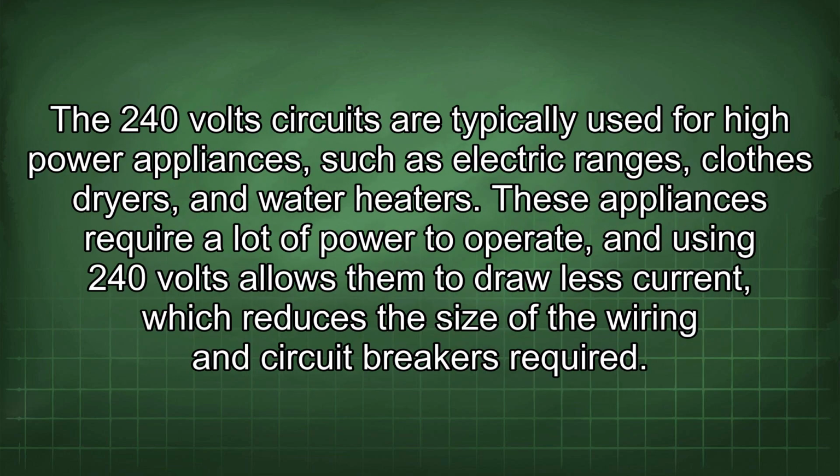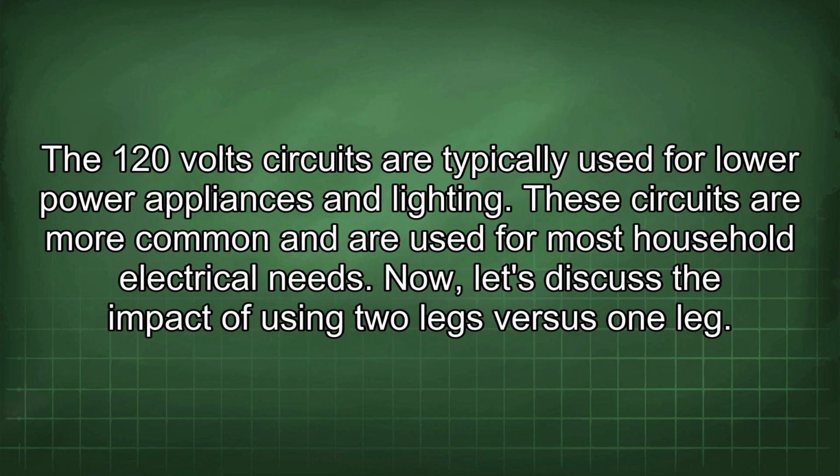The 240 volt circuits are typically used for high power appliances such as electric ranges, clothes dryers, and water heaters. These appliances require a lot of power to operate, and using 240 volts allows them to draw less current, which reduces the size of the wiring and circuit breakers required. The 120 volt circuits are typically used for lower power appliances and lighting. These circuits are more common and are used for most household electrical needs.